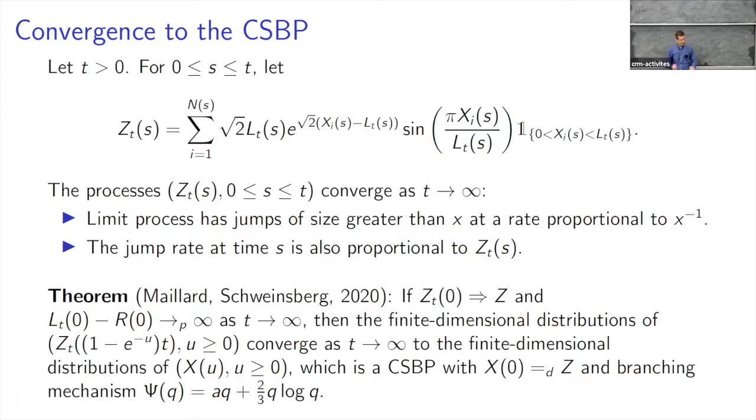So it's the same limit process that we saw in the slightly supercritical case, but one thing to notice here that's different is that we have a time change, which is mapping the interval from 0 to t on the time scale of the branching Brownian motion to the entire positive real line on the time scale of the continuous state branching process.